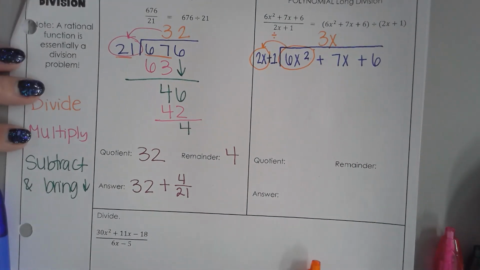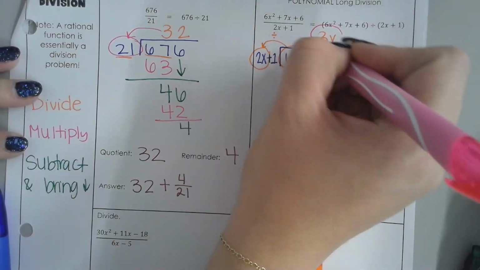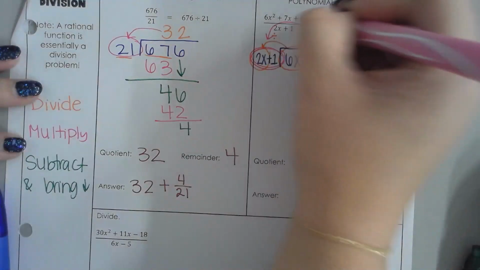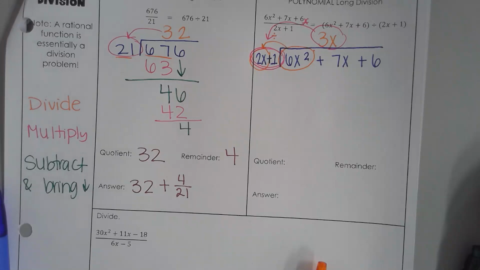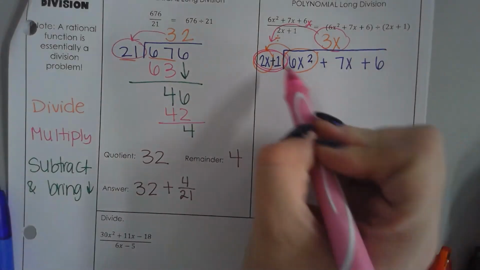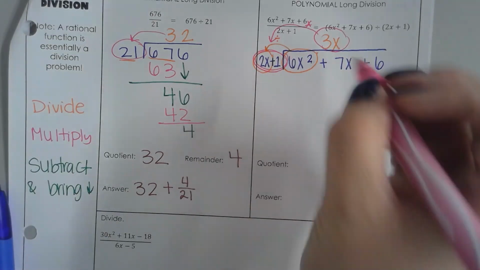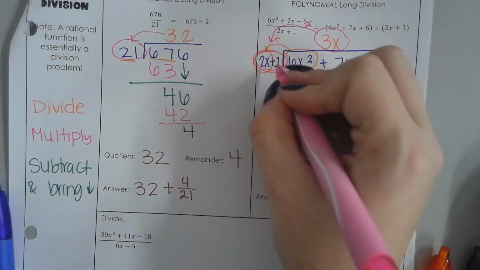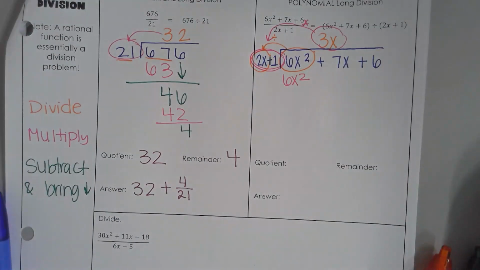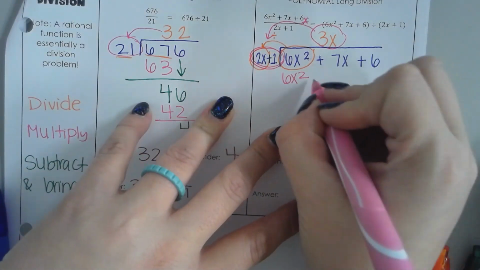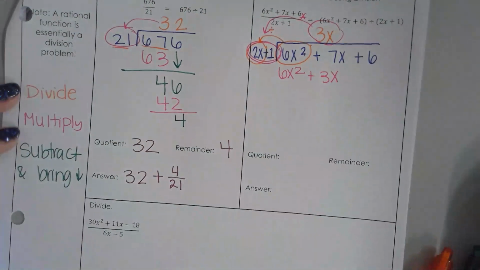And then we multiply. We take this 3x and we multiply it by the whole thing. So 3x times 2x. What is 3x times 2x? 6x squared. 3x times 1 is what? 3x. So I put plus 3x. Okay. So that's my multiply.